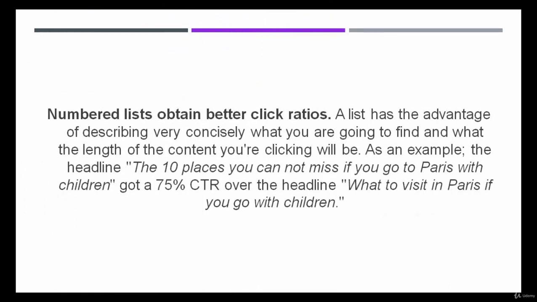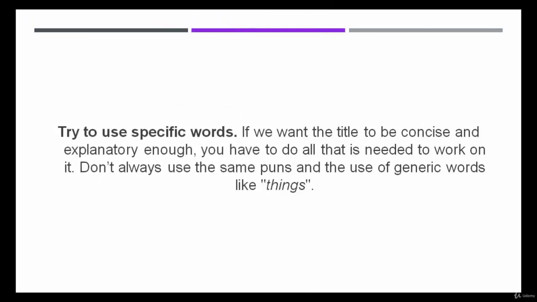A list has the advantage of describing very concisely what you are going to find and what the length of the content you're clicking will be. As an example, the headline, "The 10 Places You Can Not Miss If You Go to Paris with Children," got a 75% CTR over the headline, "What to Visit in Paris If You Go with Children." Try to use specific words.